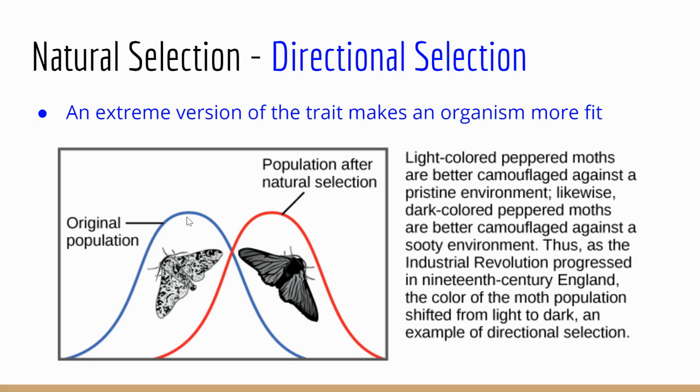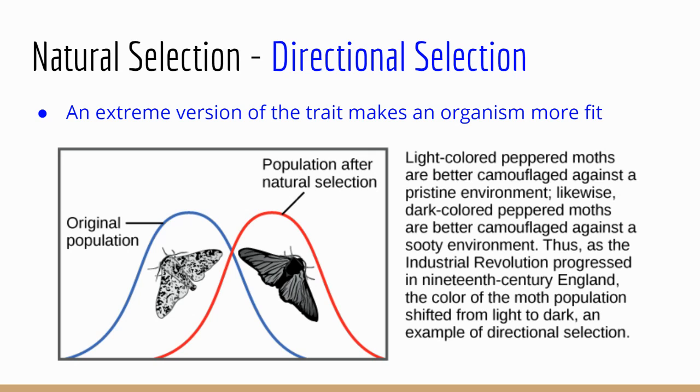And so the entire population, because it was an advantage to be darker colored, shifted to the right to be a darker colored moth. And because that went just in one direction, we call it directional selection. Basically, it's that extreme version of a trait that makes the organism more fit to survive and reproduce.